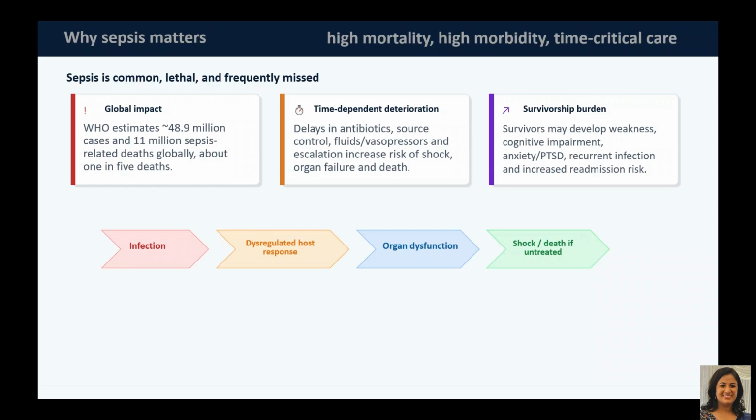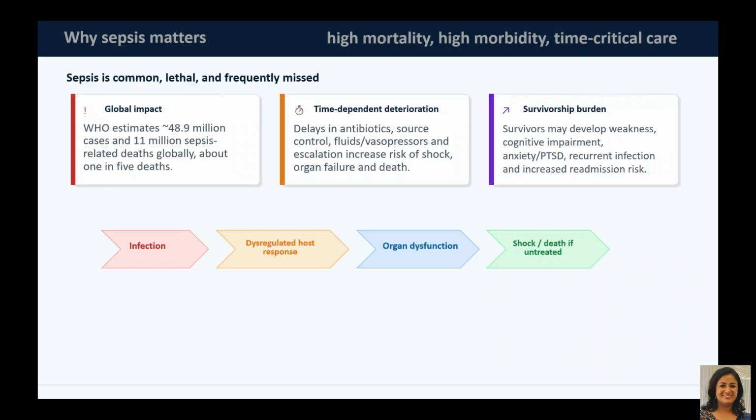And the other important factor is the time-dependent nature of sepsis. Whenever you consider sepsis, we are talking about it as a time-dependent medical emergency. That is because the patient with sepsis deteriorates very quickly. They come with infection. Then when the sepsis begins, there will be a dysregulated host response. And if we do not intervene, the patient develops organ dysfunction, and if your management is still not proper, they will go into shock and ultimately die. So time-dependent deterioration is there with sepsis, so it is very important.